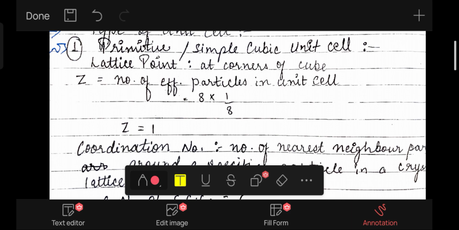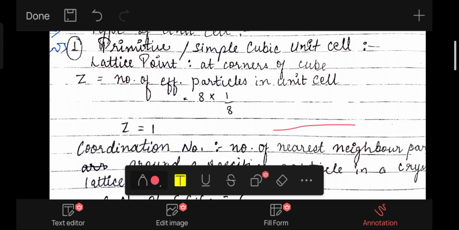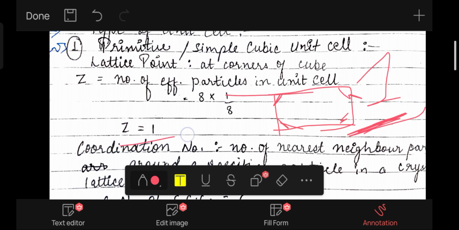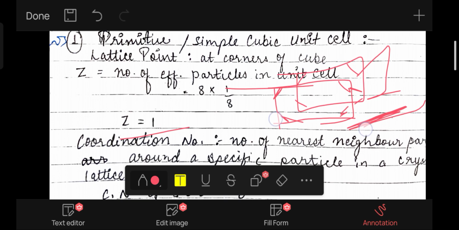So that means that the effective number, just as I showed before, for a primitive unit cell, in this cube we have a point at every corner, so that makes it up to 1. So the effective number of particles will be 1, because we have it at every 8 places. Okay, so what's up next?